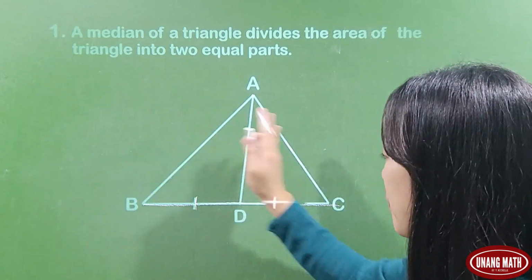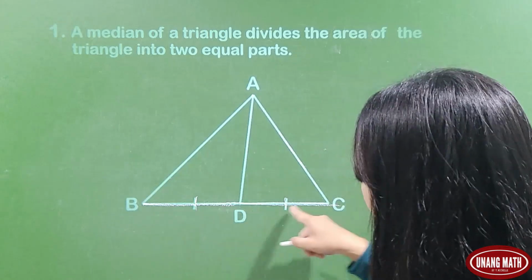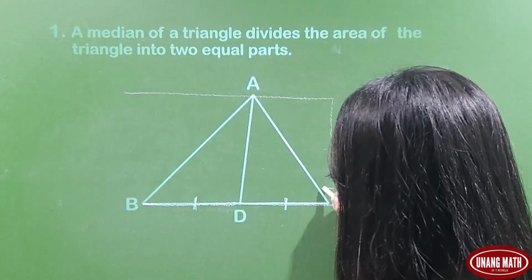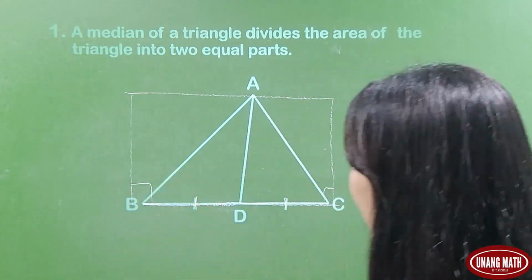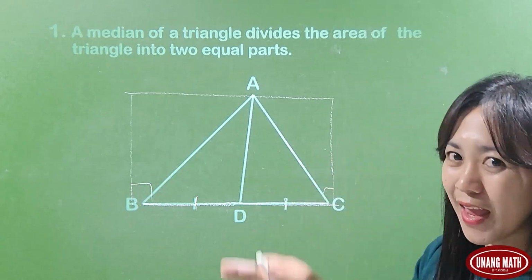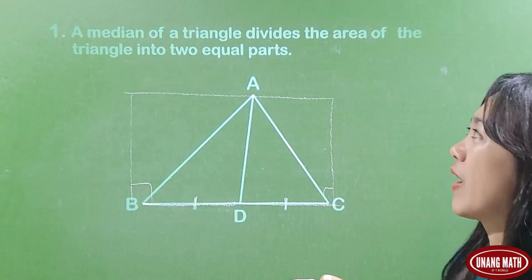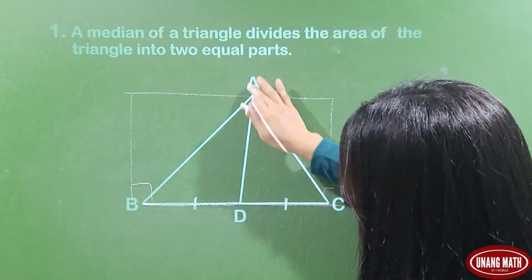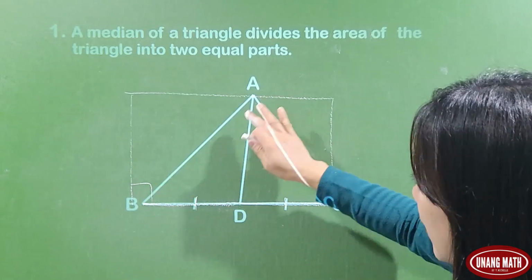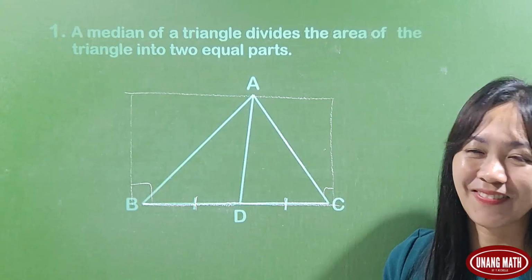Okay, why the same or equal? Since they have the same bases and the heights are also the same, if we have same bases and same height, then the areas of those triangles are the same or equal. So that's why the median of a triangle divides the area of a triangle into two equal parts.